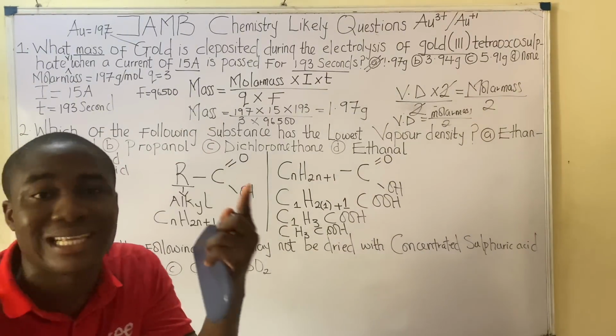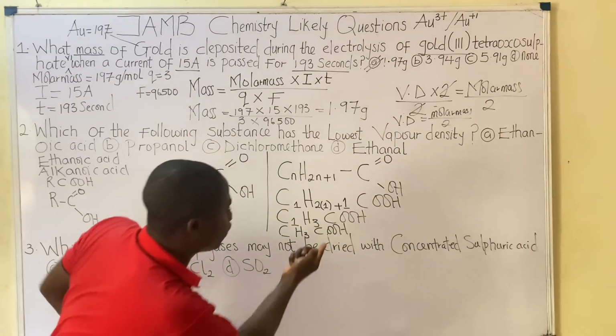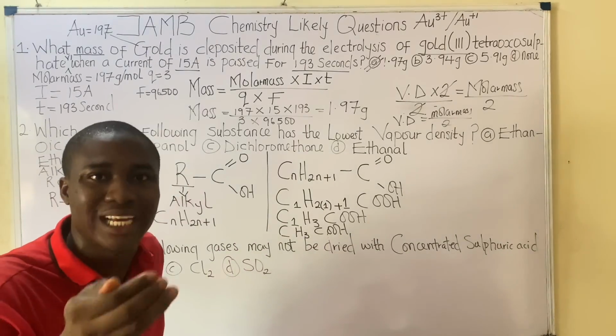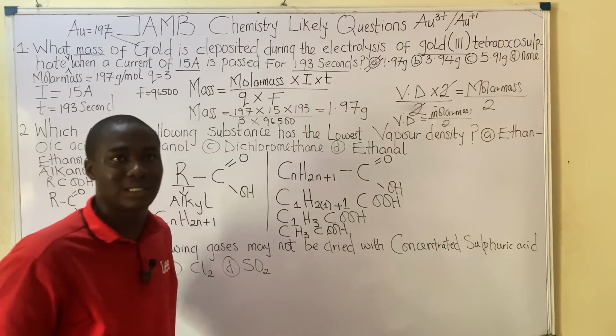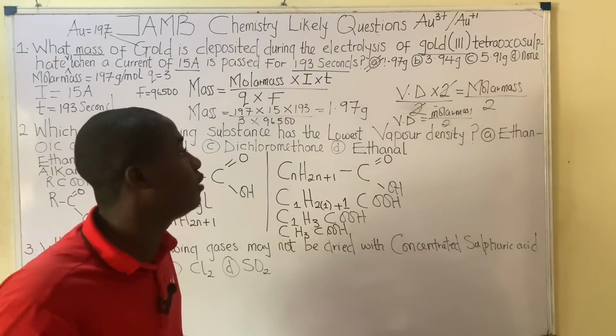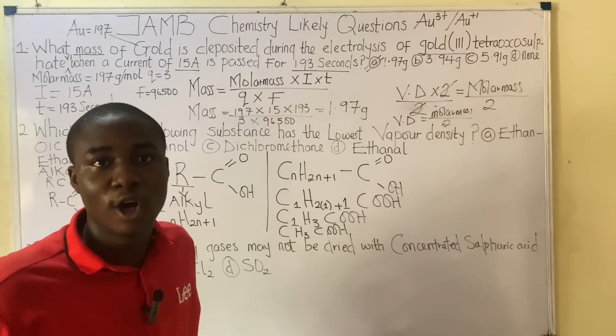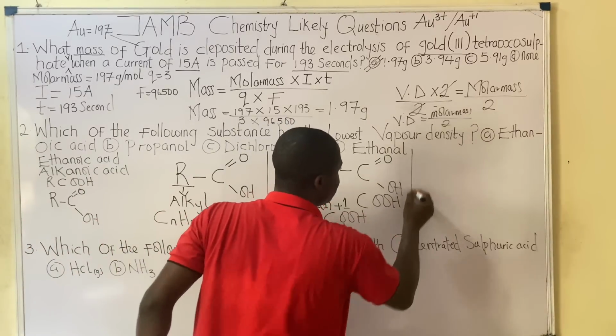And I know the reason I said it's ethanoic acid is because of the functional group, which is the COOH functional group. So this is ethanoic acid. The next thing we have to do is to calculate the vapor density and note the value. Do you understand? So let's calculate the vapor density of ethanoic acid.